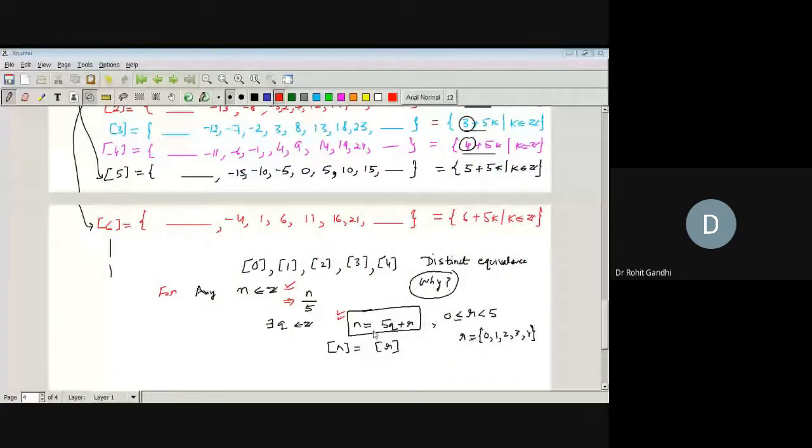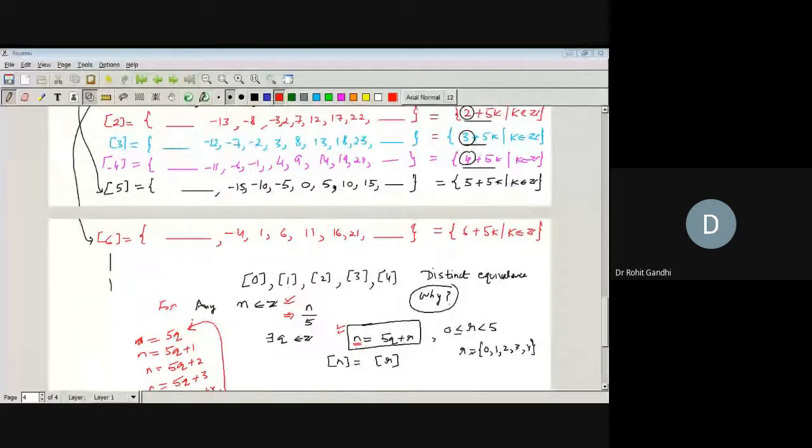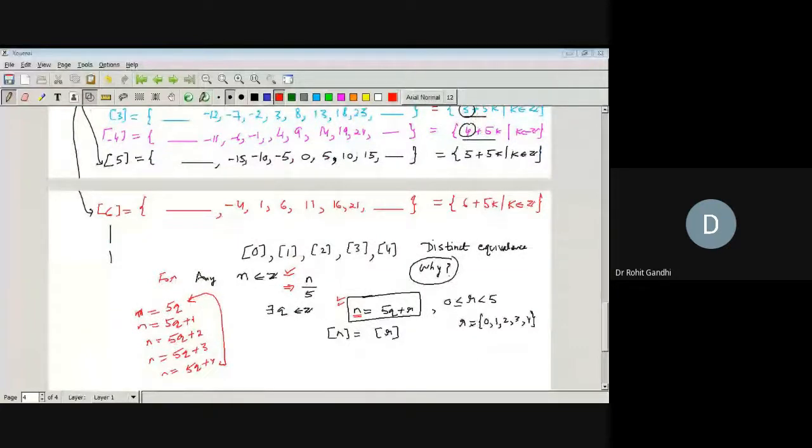So how does this integer look? n looks like either the remainder is 0, so it looks like 5q, or it looks like 5q plus 1, or 5q plus 2, or 5q plus 3, or 5q plus 4. So if I take any integer, it should look like this. If I see the other equivalence classes, they should also come from these.